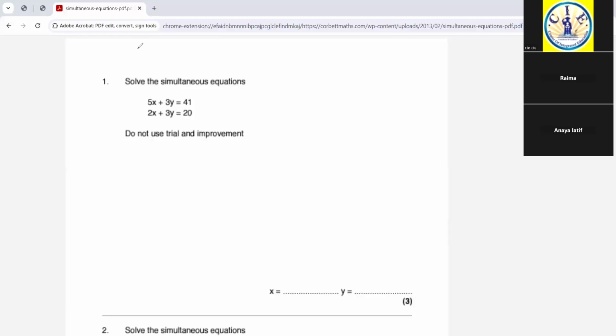This is the topic that we need to start. That is the solution of simultaneous linear equations.